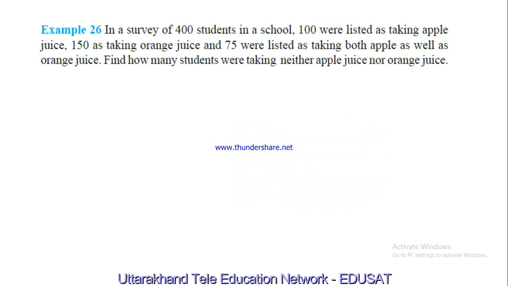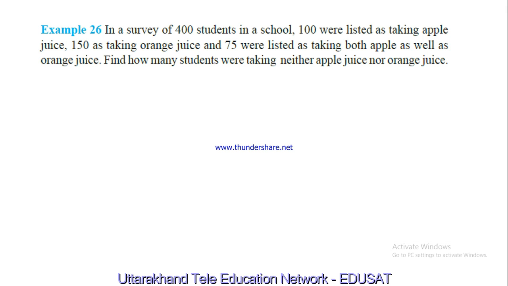Okay, now can you do another question? Let's attempt one more question. In a survey of 400 students in a school, 100 were listed as taking apple juice, 150 as orange juice, and 75 were listed as taking both apple as well as orange juice. How many students were taking neither apple juice nor orange juice? Can you solve it mathematically?